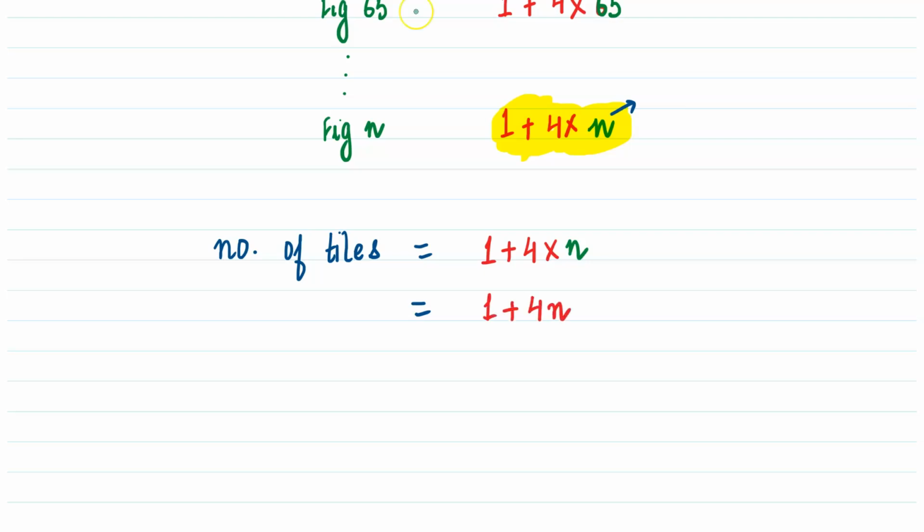So now let's take n as 8 and let's try to find out the number of tiles. So we'll put 8 in place of n. 4 times 8, so 4 groups of 8. So 1 plus 32, it is 33. So similarly, we can find out the number of tiles for any value of n.